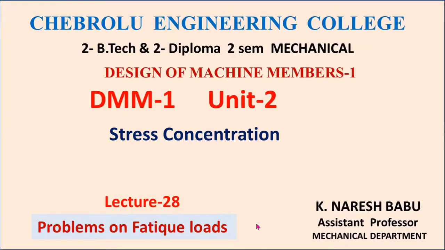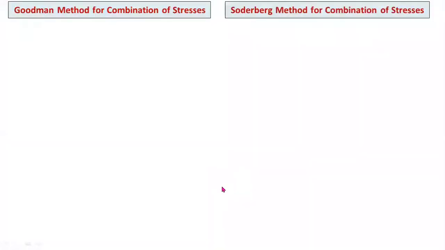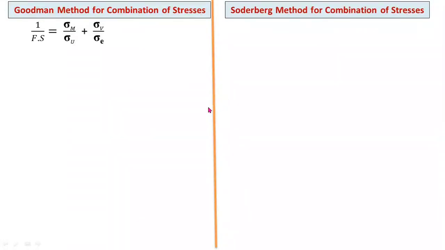In this session, I am going to explain problems on fatigue loads. Before going to the problems, first of all, we have to know the fundamentals about Soderberg and Goodman's methods for combination of steady and variable loads. These formulas are for Goodman's, and these formulas are for Soderberg. From previous lectures, we already derived an expression for Goodman method and Soderberg method.